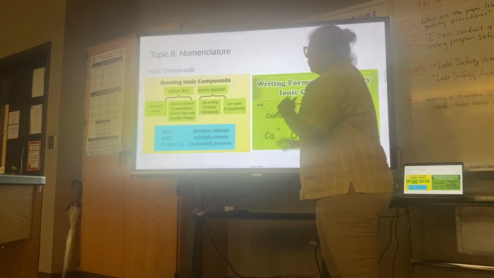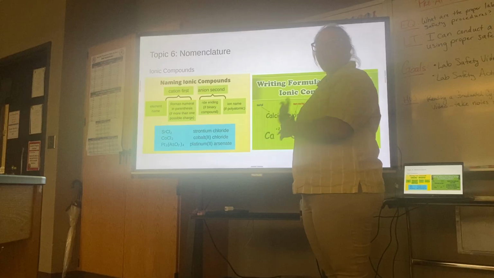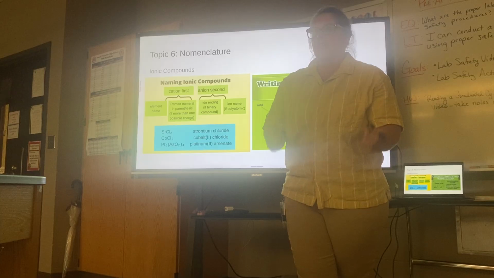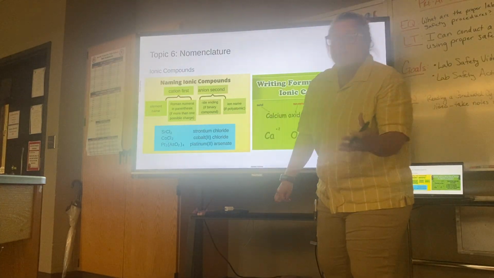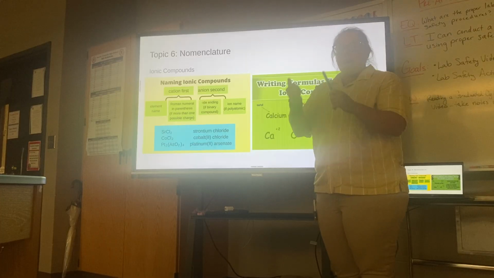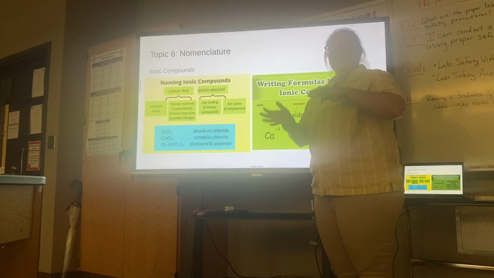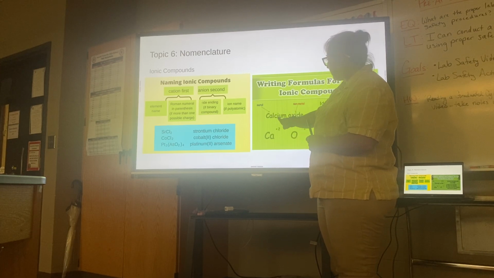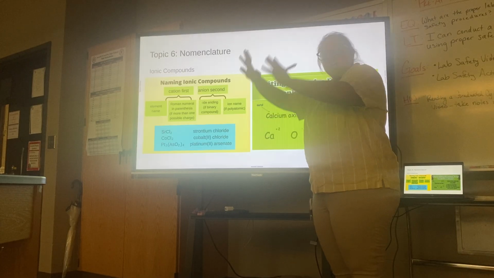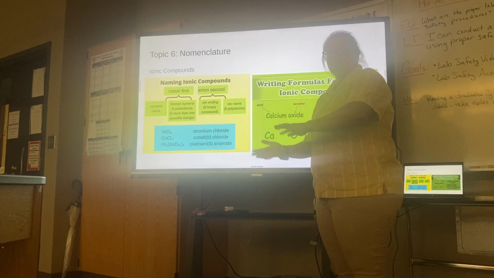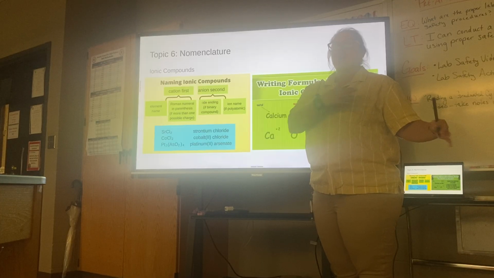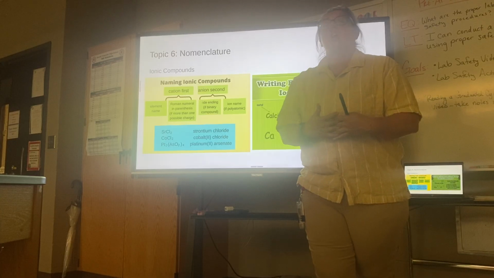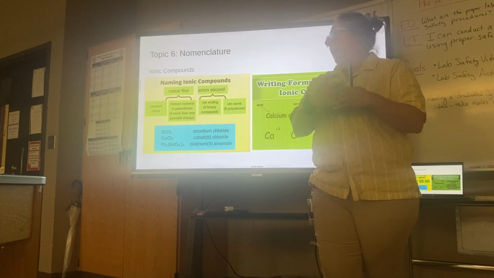When we name ionic compounds, we do not use the prefixes at all. Prefixes are only for covalent or molecular compounds. Again, how do I know if it's an ionic compound? We're looking at a metal to the left of the periodic table and a nonmetal to the right of the periodic table combined. For instance, calcium is to the left and oxygen is on the right. When those come together, they create ionic compounds because they're transferring electrons. We do not use prefixes for that.